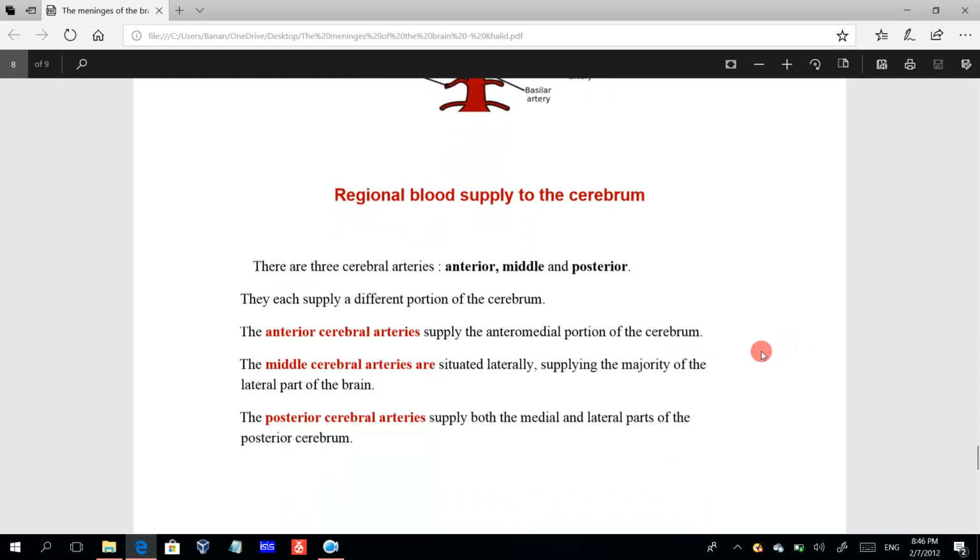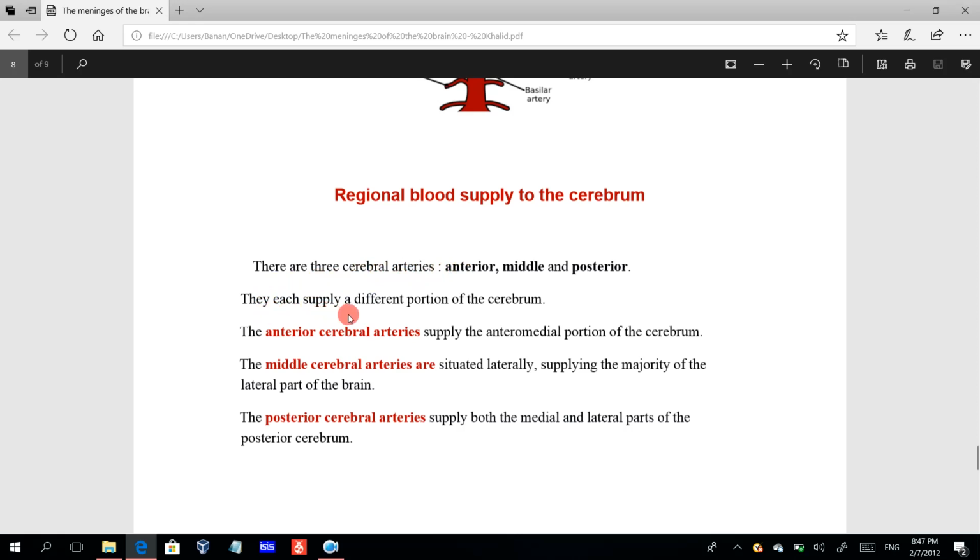Now, lastly, we have the regional blood supply of the cerebrum. There are three cerebral arteries actually, the anterior, middle, and posterior. As we said, the anterior and middle are from the internal carotid artery. The posterior cerebral artery is one of the terminal branches of the vertebral artery. So the cerebrum is supplied by both the internal carotid and vertebral arteries.